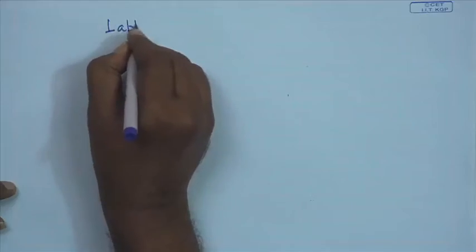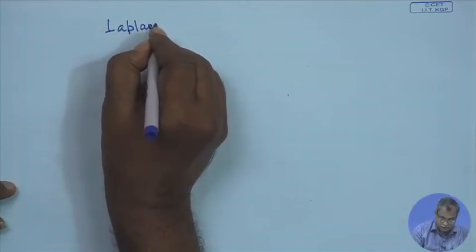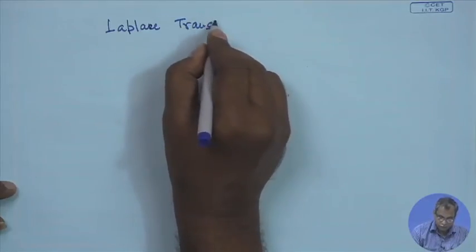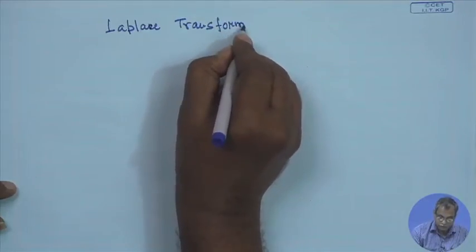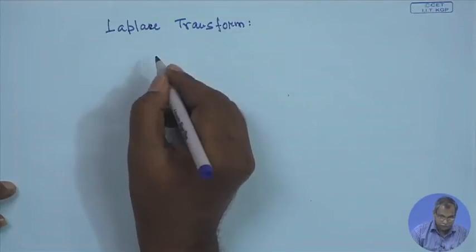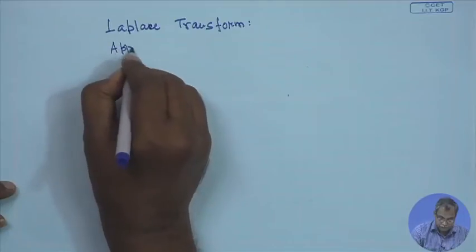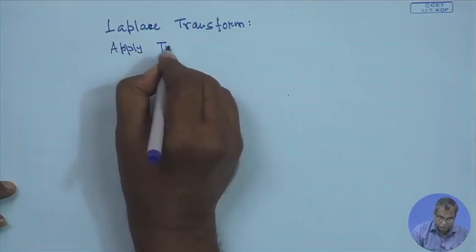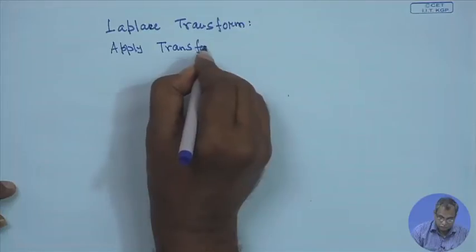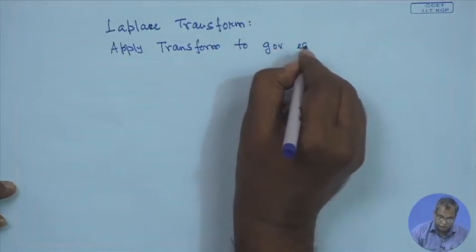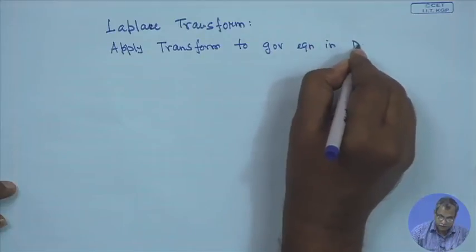These two equations can be solved in many ways. One method is using the Laplace transform. Then these two ordinary differential equations will be boiled down to algebraic equations, and it will be easier to solve. If we use a Laplace transform, we apply this transform to the governing equation on the dialysate side.